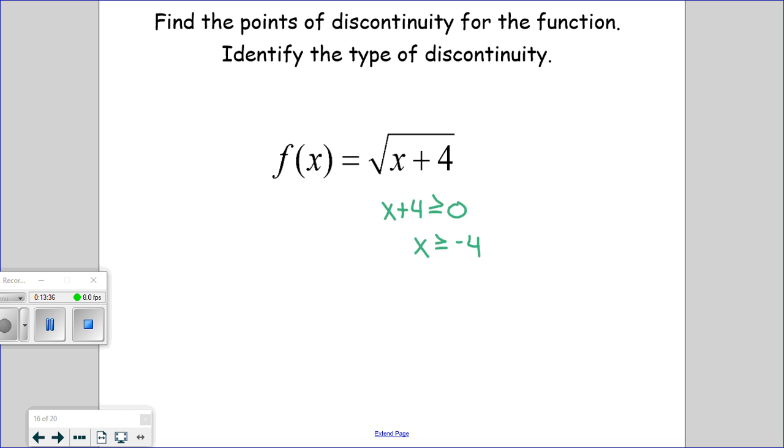If you were to grab your calculator and graph that, it would look something like that. And once I get onto the graph, it's going to be continuous forever. I'm never going to have to pick up my pencil from there on out, but only once I get onto the graph. So it is continuous on its domain.